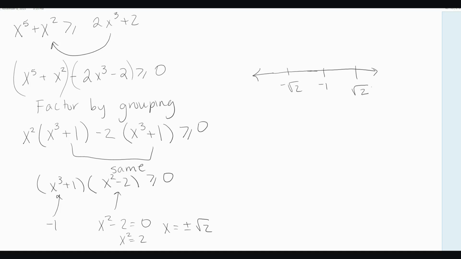Okay, and if you make your sign diagram, you're going to get negative, positive, negative, positive. So since we want greater than or equal to 0, we want the positive ones. So this would be from negative, and since it's an equal to part, we're going to use brackets. Negative square root of 2 to negative 1, union bracket square root of 2 to infinity.